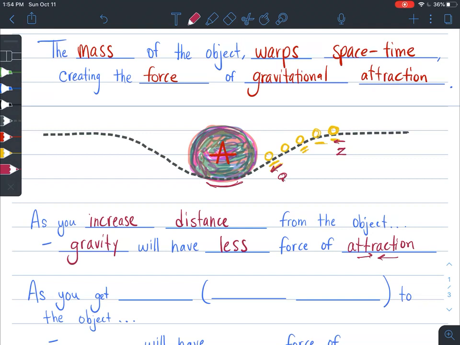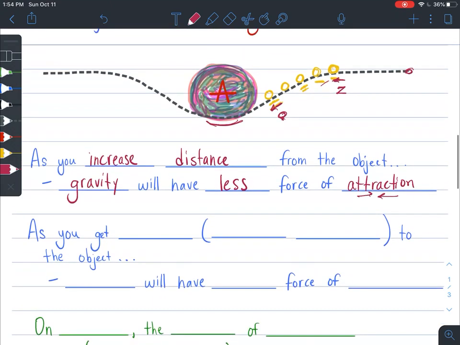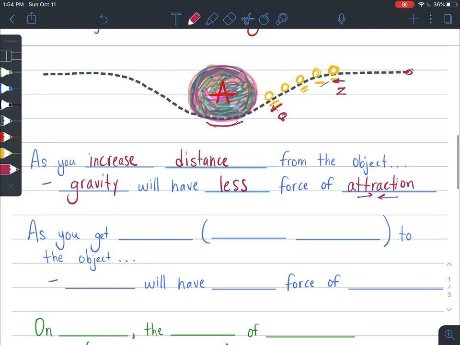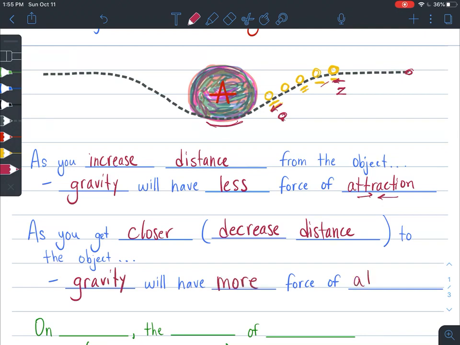Planet Z is much further away than planet Q, so therefore planet Z has less attraction, because if we look at this dashed line here, which represents the fabric of space-time, it doesn't have as steep of a slope that would cause that attraction to be greater, whereas planet Q has a much steeper slope, which causes it to be more affected by gravity, where gravity has a bigger effect on planet Q. So the opposite is true as well, that as you get closer, or if we use the same language as above, if we decrease the distance to the object, then you guessed it, gravity will have more force of attraction.